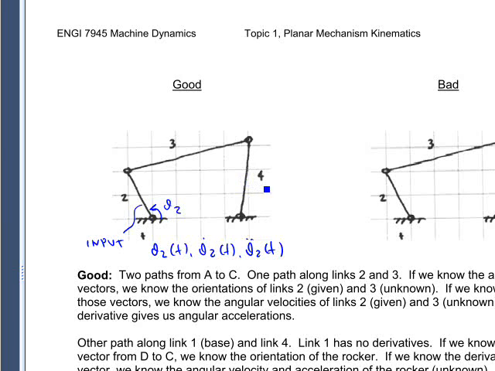Now, if this is your 4-bar, where the crank goes, let's say, at a constant speed, and link 4 rocks back and forth, you should know the distances between all the pin joints there. You should know the dimensions of all your links, if it's your mechanism. Now, suppose you specify theta 2 as a function of time.